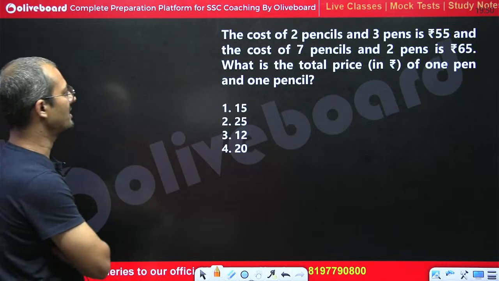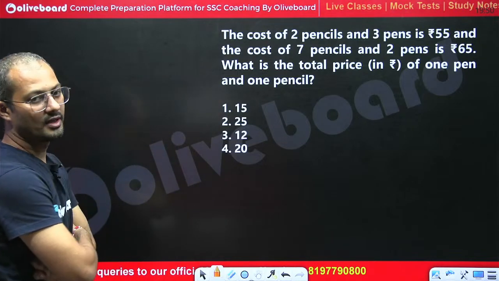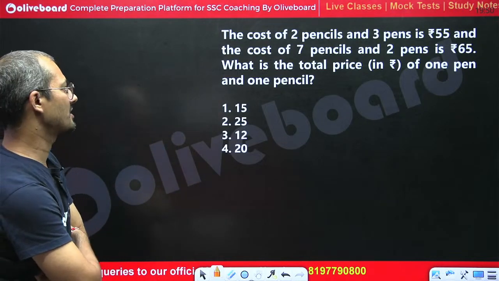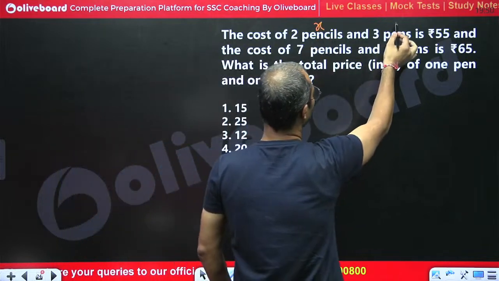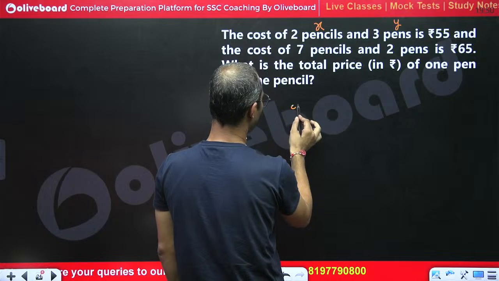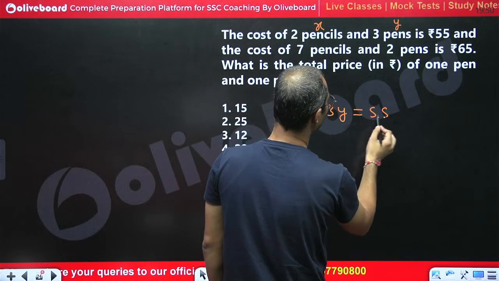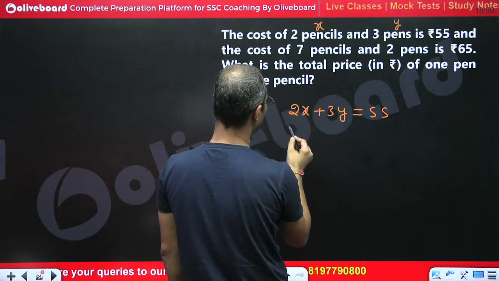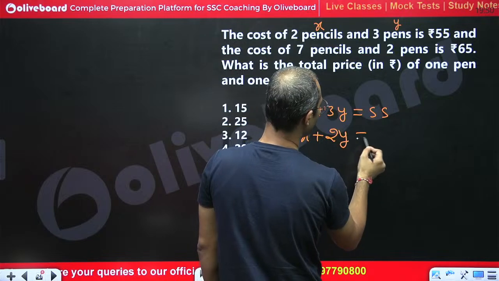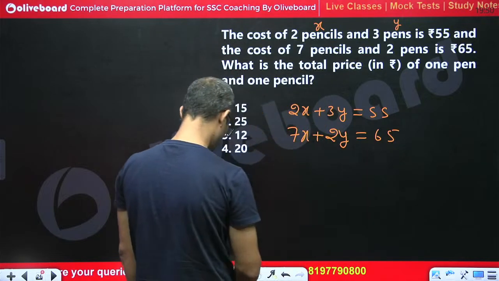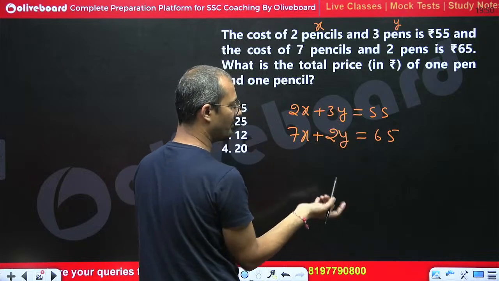Now the question is saying cost of 2 pencils and 3 pens is 55. So here we can use the elimination method, right? The cost of 1 pencil is x and cost of 1 pen is y. So we can say that 2x plus 3y is equal to 55, right? And the cost of 7 pencils and 2 pens, 7x plus 2y, would be equal to 65.